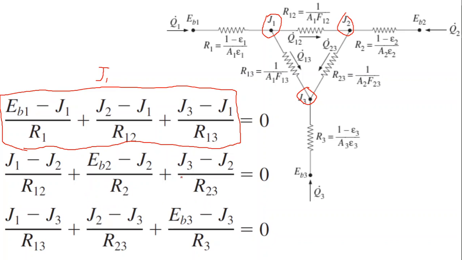Okay. So in this case, from here we can find out, this is for J2, right? And this equation is for J3. In the same manner that we found this equation, we are going to find this equation and this equation.